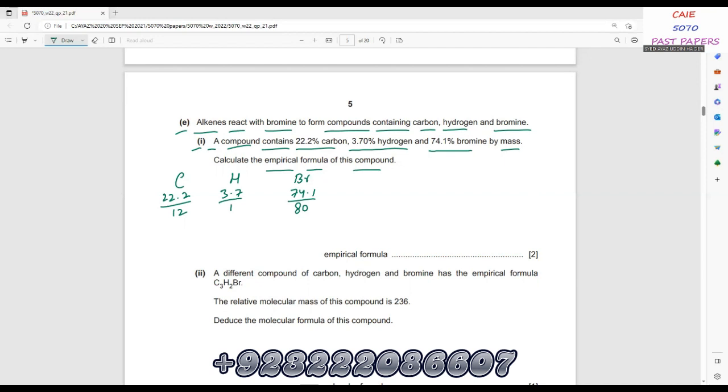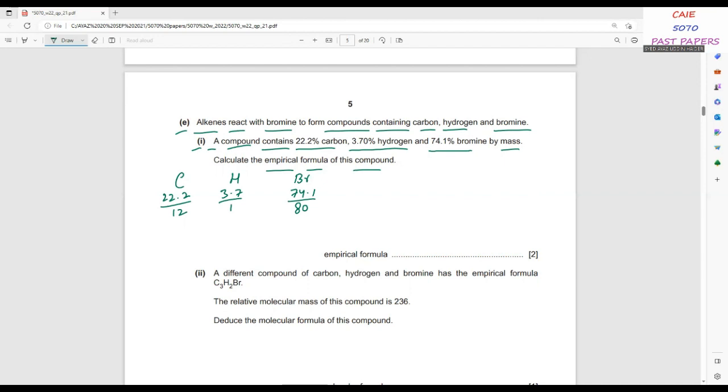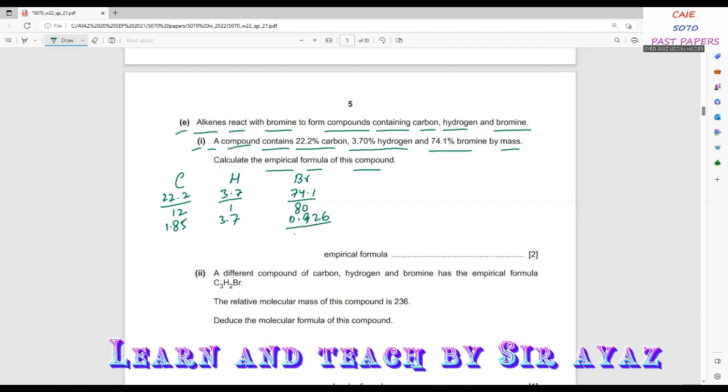So for carbon, we will get 1.85. Hydrogen we will get 3.7. For bromine, we will get 74.1 divided by 80, 0.926. So which number is the least here, or which number of moles are the least here? It's 0.926. So we will divide all the values by 0.926.